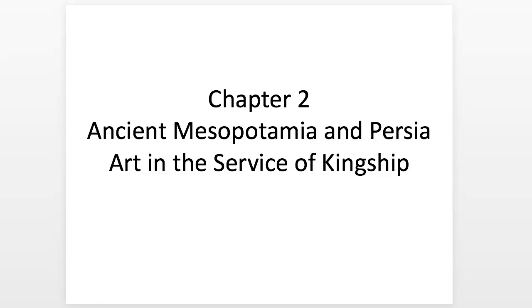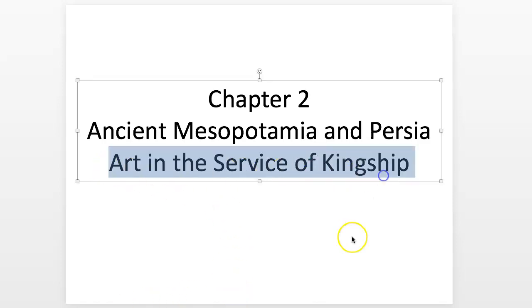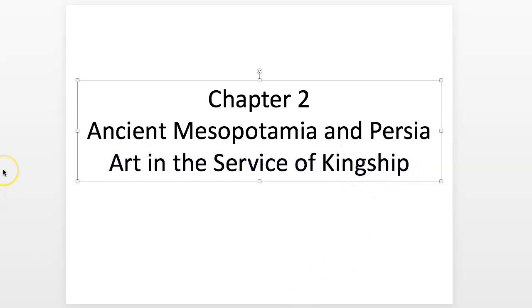Hi class, today we're going to be talking about Chapter 2, Ancient Mesopotamia and also Persia. I have this subtitle here that I added, it's not from your book, Art in the Service of Kingship, because we'll see that a lot of the work in this period, the function of it, is to serve kings and kingship as well as big dynasties of people.